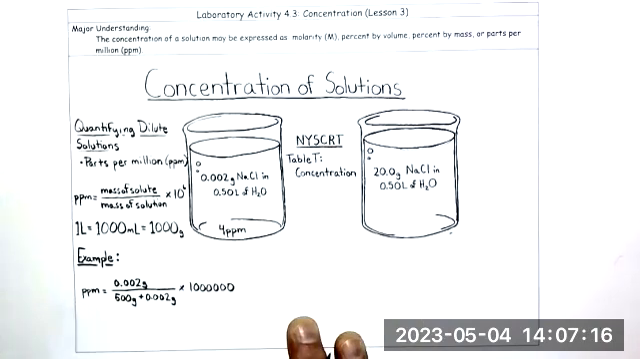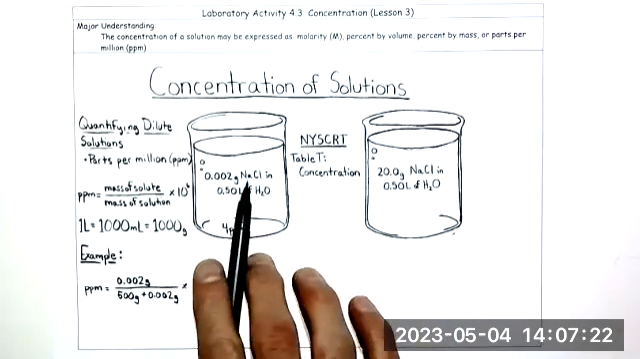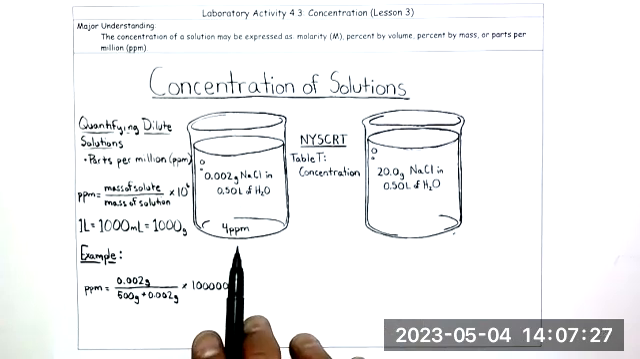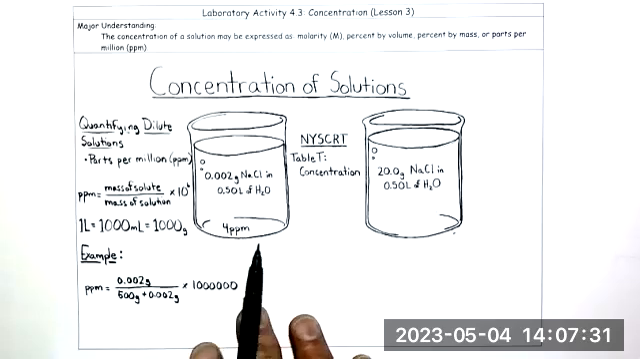This is a very convenient way of quantifying very dilute solutions, because even though there's only a tiny mass of solute in this beaker, we're able to use a whole number of integers to represent its concentration by using this method of parts per million.